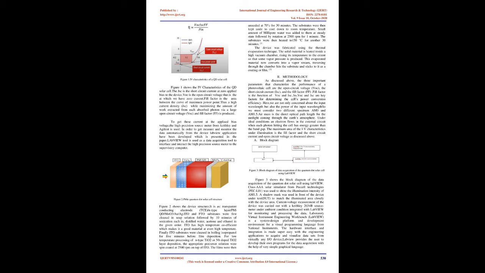For low temperature processing of the N-type TiO2 or Nb-doped TiO2 layer deposition, the appropriate precursor solution was spin coated at 2500 rpm on top of ITO. The films were then annealed at 70 degrees Celsius for 30 minutes. The substrates were then kept aside to cool down to room temperature. A small amount of Millipore water was added to them at steady state, followed by rotation at 2500 rpm for 1 minute. The substrates were then heated to 150 degrees C for another 30 minutes.